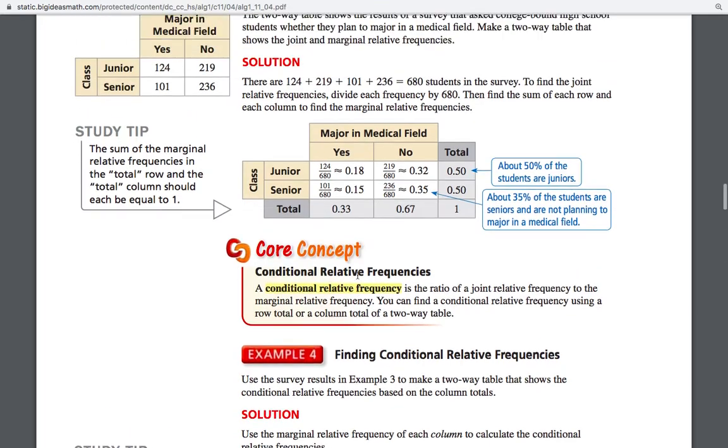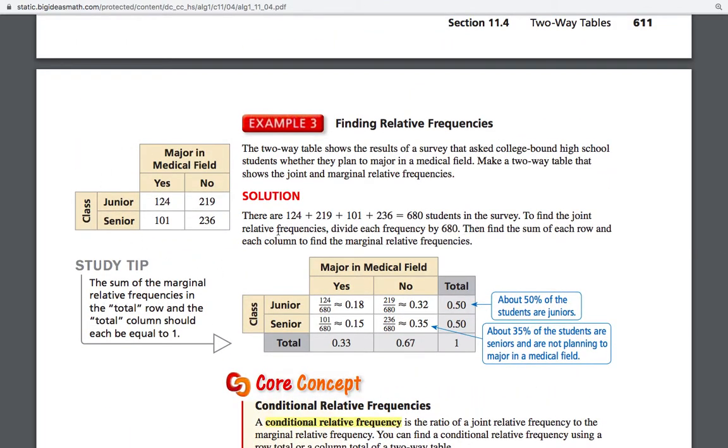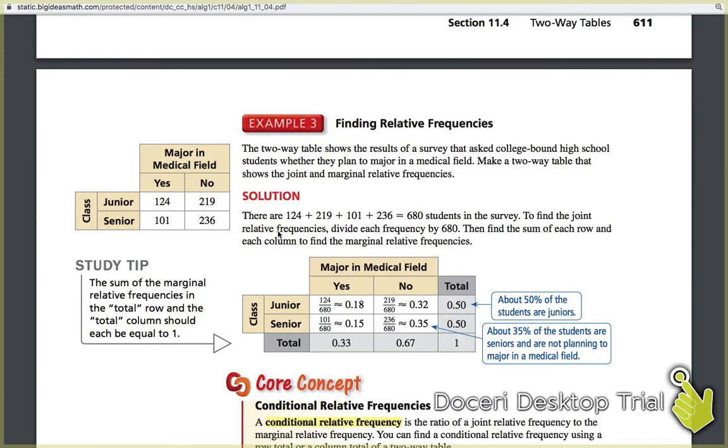So let's move up here and look at this. Let's say that I wanted to know what percent of seniors major in the medical field? Well, common sense, right? I bet you can figure this one out. We've got 237 here as my row total. That's the total number of seniors. So out of those 237 seniors, 101 of them are majoring in the medical field. So I could then do 101 divided by 237. That's what we're looking at here.